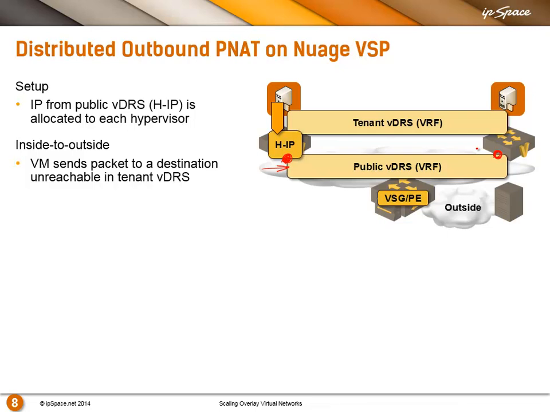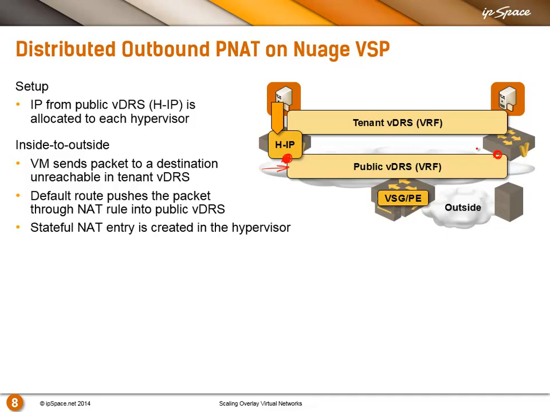routing table, that packet hits the default route that pushes it through to the public VDRS through the NAT rule. And as the packet goes through that NAT rule into the public VDRS, we create the stateful NAT entry in the hypervisor for individual session. The previous solution used a one-to-one NAT entry between the public and the private IP address. Here we need a NAT entry for every session, obviously. This is a classical port address translation.